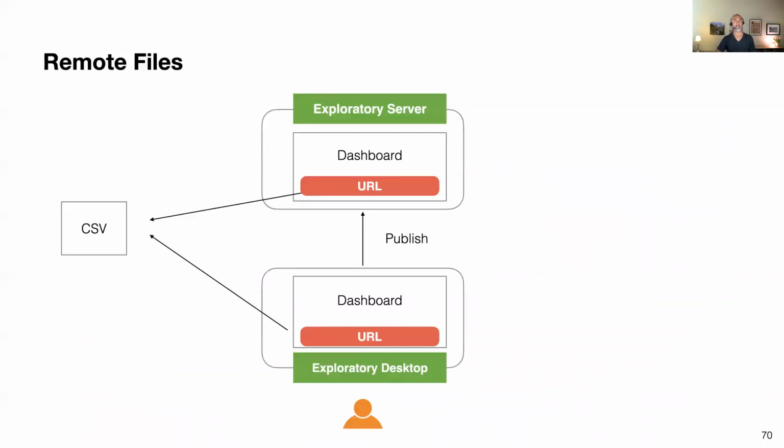Okay. And now, how does the Exploratory server refresh the data? There are three types of data. First, remote files, like when you might be accessing some data through HTTP. In that case, when you publish, the dashboard also contains the URL information. That's why the Exploratory server basically uses the same URL and gets the latest data.